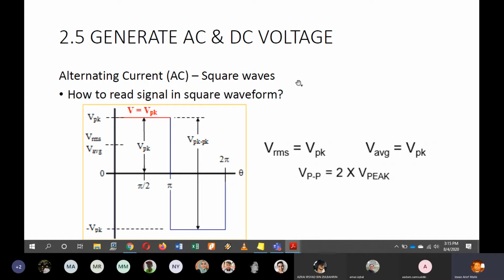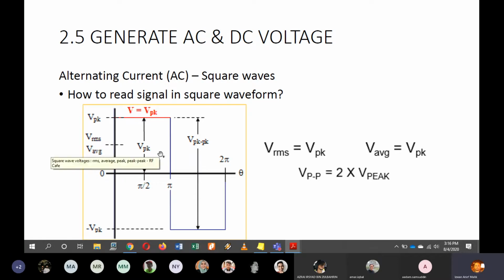For square waves, how do you read the signal? V peak is equivalent to V, which is the same way how you analyze from the sine waves just now. From the zero value of your voltage until the straight line. Okay, the horizontal line, the vertical line. Alright. And then from 0 until this line here, that will be your V peak. And then if you add up with the negative part, which is this one here, you will get the V peak to peak.